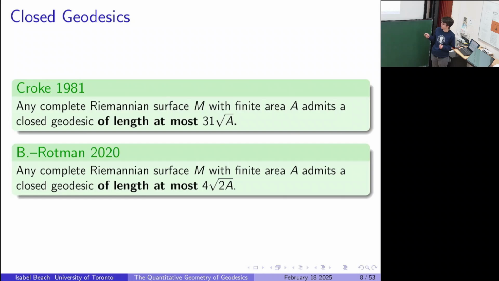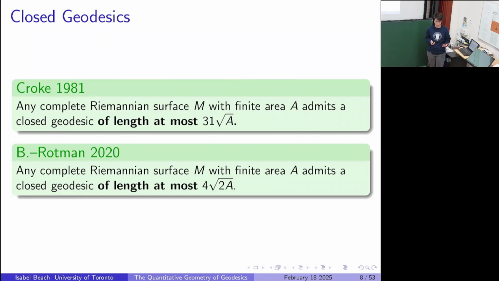So again, we have this paper due to Croak, in the same one where he proved his bound for the sphere. He proved that any complete Riemannian surface with finite area has a closed geodesic of length at most 31 root A. And so in my first paper, with my advisor in 2020, we just kind of improved this bound a little bit, in particular for the most difficult cases.